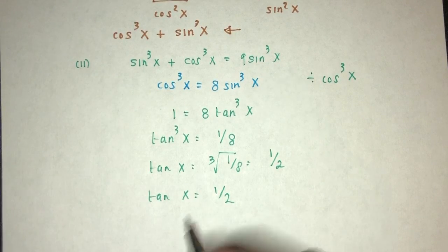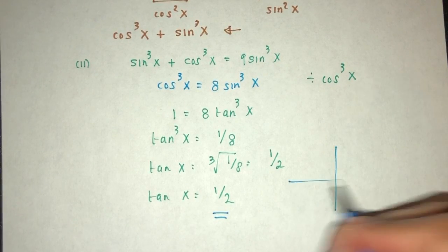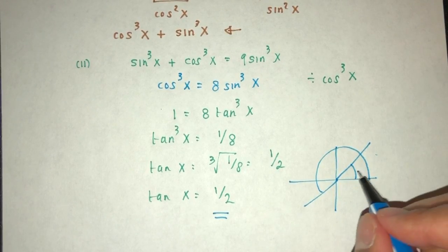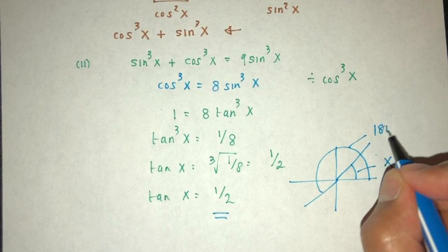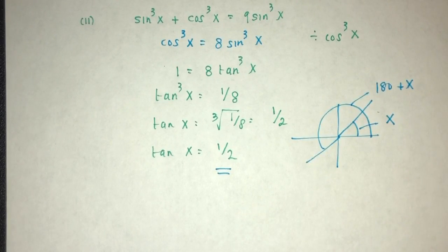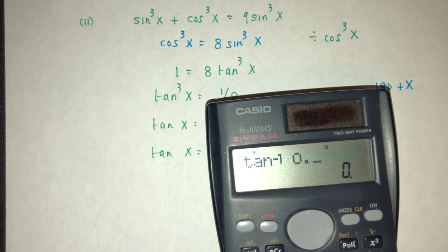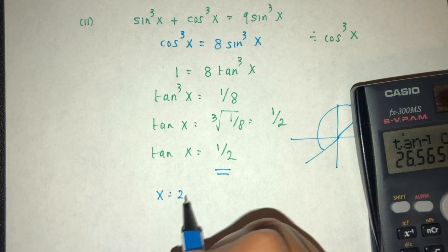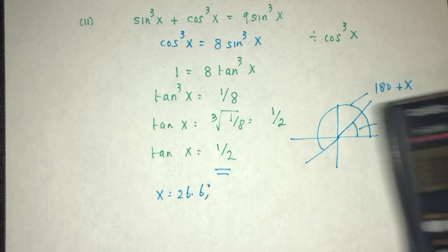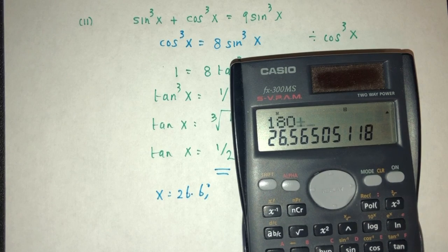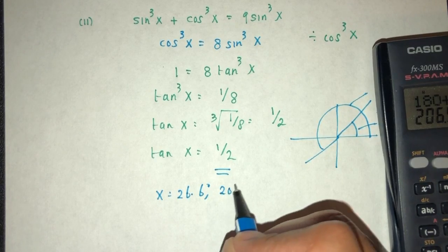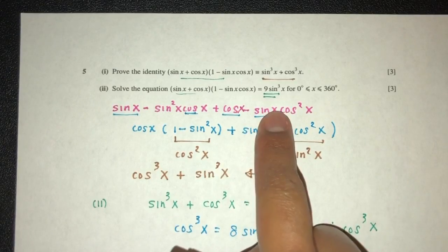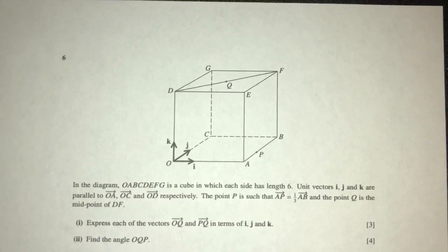Now we can see it is a positive value. So according to the quadrants ASTC, it will be in the first quadrant and in the third quadrant. This is simply your angle x, and that will be 180 plus x. So let's find that value. Tan inverse of half, in degrees, that will be 26.6. And then here we have to find 180 plus the answer, that should be 206.6. So these are the two values of x for which we have this equation. Let's move on to the next question.